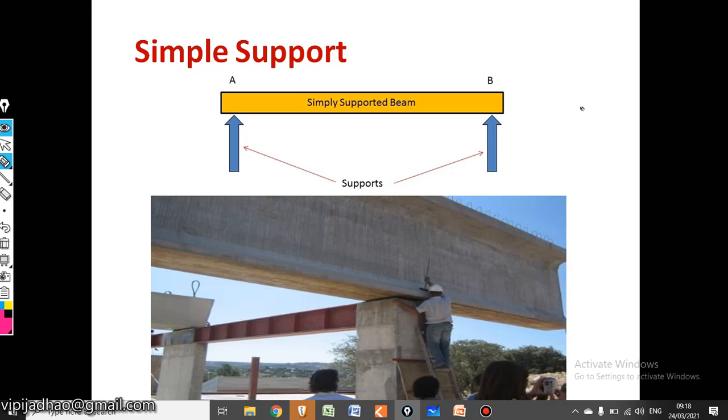So what we are doing, we are just placing the beam over some column. There is no direct connection between these two. Only the surfaces are in contact. No steel reinforcement of this girder is embedded into the steel reinforcement of this column. Therefore, this is called a simply supported beam, or this support is called a simple support.